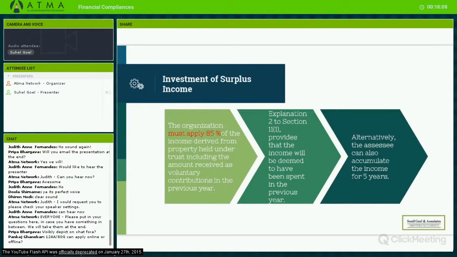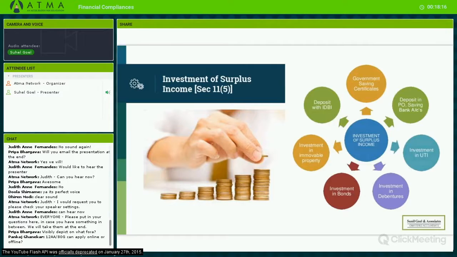as well. Investment of surplus income: you need to apply the surplus income under certain specified assets. Those are mentioned under section 11(5) of the Income Tax Act. A quick summary of those is mentioned herein. Unless the amounts which are accumulated for the future are invested into any of these options, the authorities have a right to refuse the accumulation exemption that they've given to you in the past through filing of a Form 10.